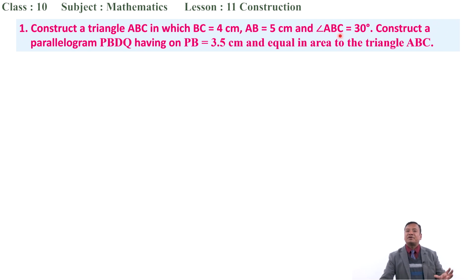And after constructing the triangle, then we have to construct a parallelogram. In the parallelogram, there is one side PB must be 3.5 centimeter, whose area is equal to the area of the given triangle, right? And for this, at first we have to draw a rough sketch, right?